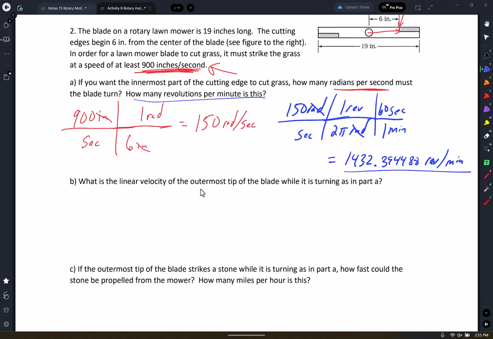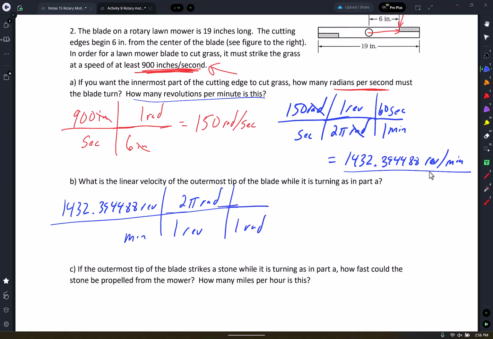What is the linear velocity of the outermost tip of the blade while it is turning, as in part A? Okay. It wants a linear velocity. I can actually use whichever one of these. I'm going to use the 1432 because I already have it in my calculator. So I'm going to start with 1432.394488 revolutions per minute. Maybe I should have started with the radian one. Oh, well, too bad. In 1 revolution, there's 2 pi radians.